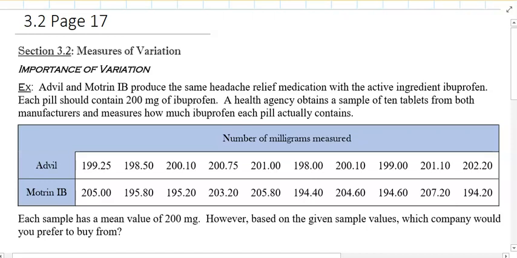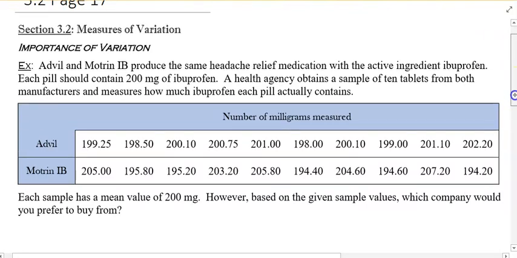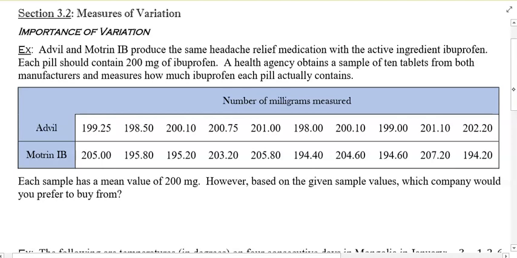Section 3.2 starts on page 17, talks about measures of variation. Importance of variation. So variation is how far you are from what you want. Advil and Motrin IB produce the same headache relief medication with the active ingredient ibuprofen. So they both have the same medication. Each pill should contain 200 milligrams of ibuprofen.